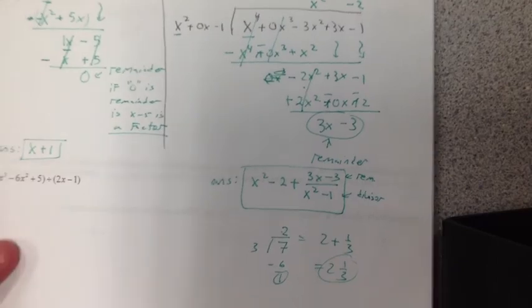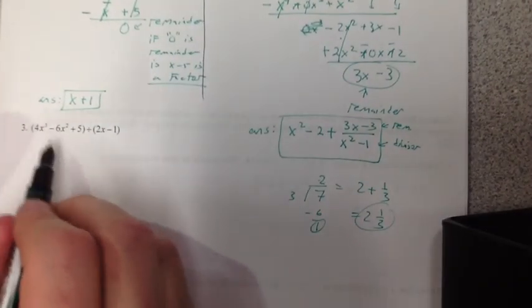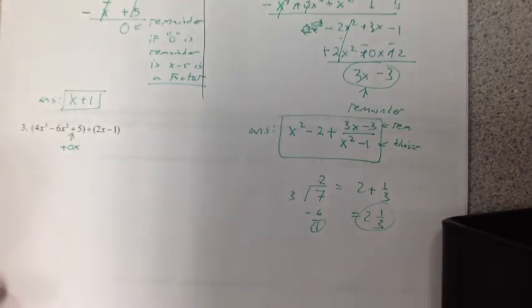All right. What I would like you to try to do for tonight, for homework, is number 3. Now be careful, we're missing an x, so you actually have to add in a 0x term. Add in the 0x, I like to call it. All right. And in part 2, we're going to take a look at synthetic division. So if you need to go through these and try them again, please feel free to do so.